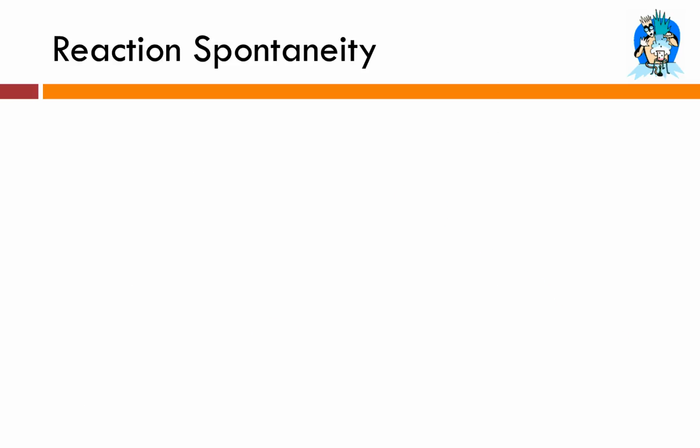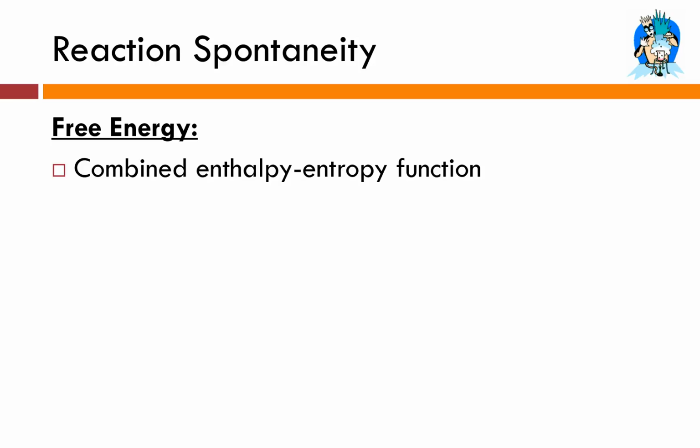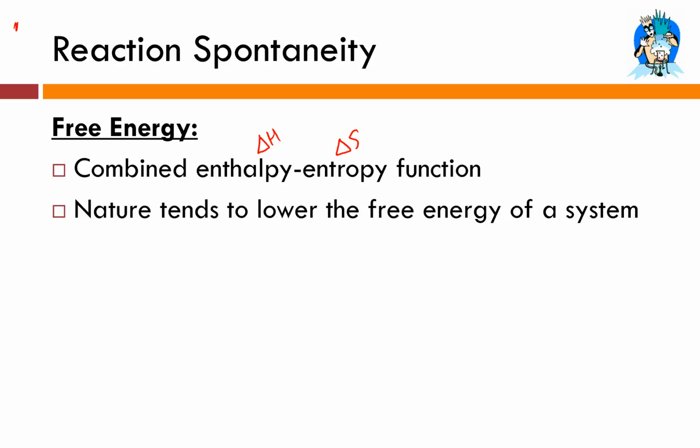Right. So we're talking about reaction spontaneity. We're really looking at something called free energy. And free energy combines enthalpy and entropy. So we're looking at both delta H and delta S. We know that in nature, all substances, all chemicals are going to react in a manner that tends to lower the overall energy of the system.